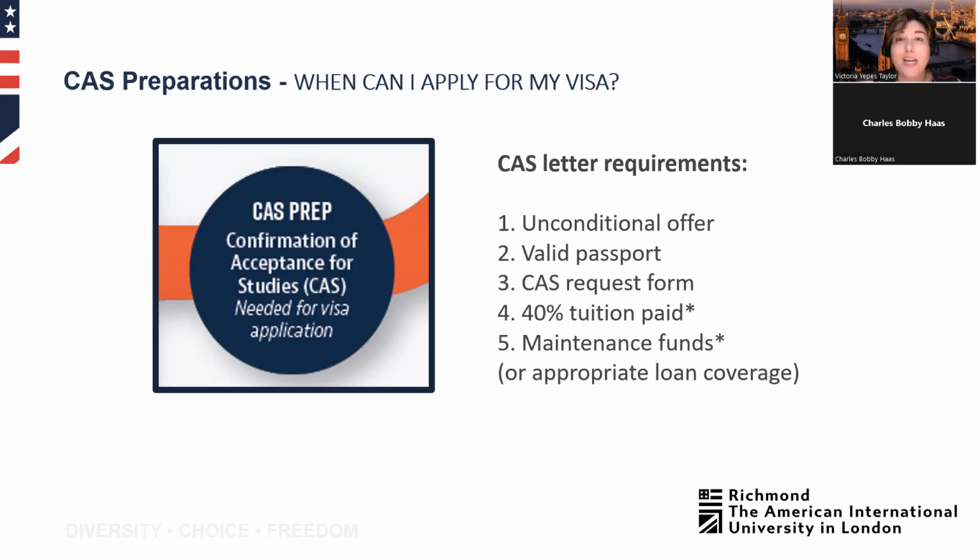Step one, you have to have an unconditional offer. How do you know if there are any conditions on your offer? On your offer letter, it'll list any conditions that you have. Don't be alarmed if you do have a condition on your offer. For most people, it's just graduating high school or completing their semester, or maybe we needed some piece of your application or something like that. But making sure that you have an unconditional offer is step one.